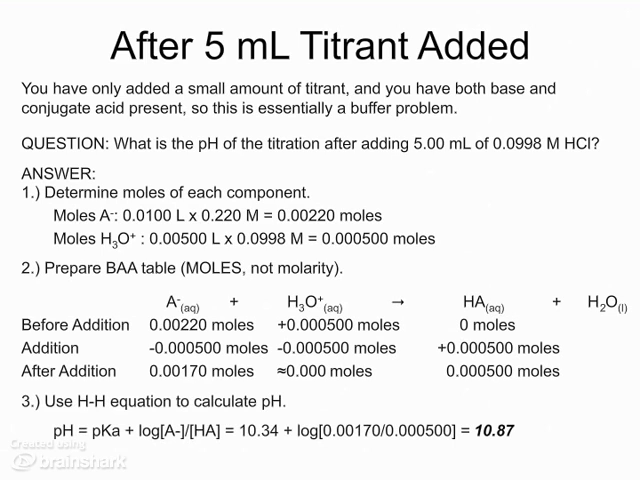Now we can use the HH equation. We calculated pKa in the previous presentation, so we have 10.34 plus the log of the base concentration divided by our acid concentration, and we get 10.87.